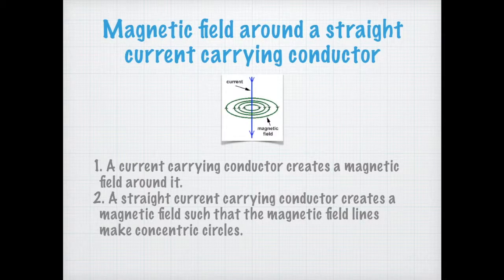So the magnetic field lines are arranged in concentric circles. They have the same center. For those of you who don't know what a concentric circle is, the center is basically the wire, the conductor. You can see in the diagram what the magnetic field looks like. The arrow indicates the conductor, and the magnetic field lines are indicated by the circular loops.